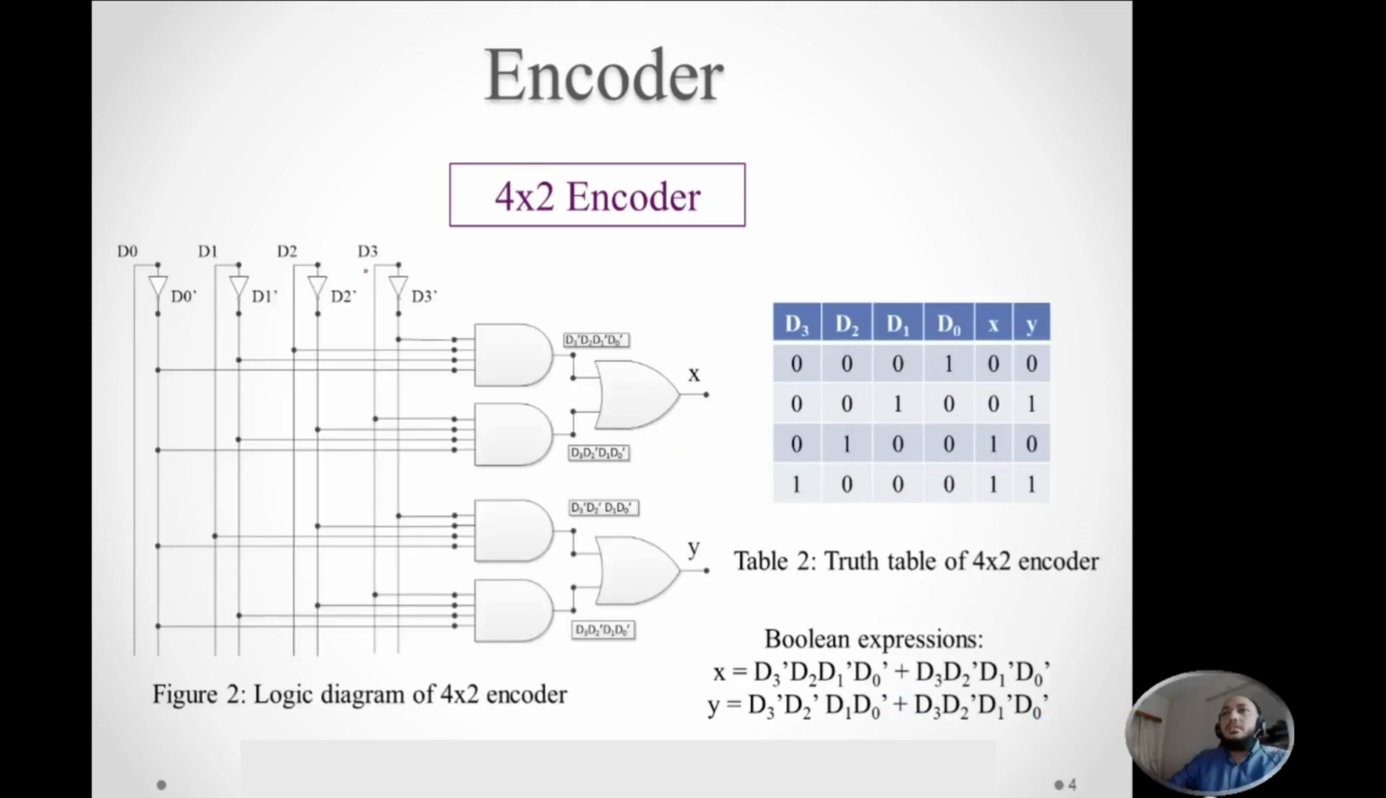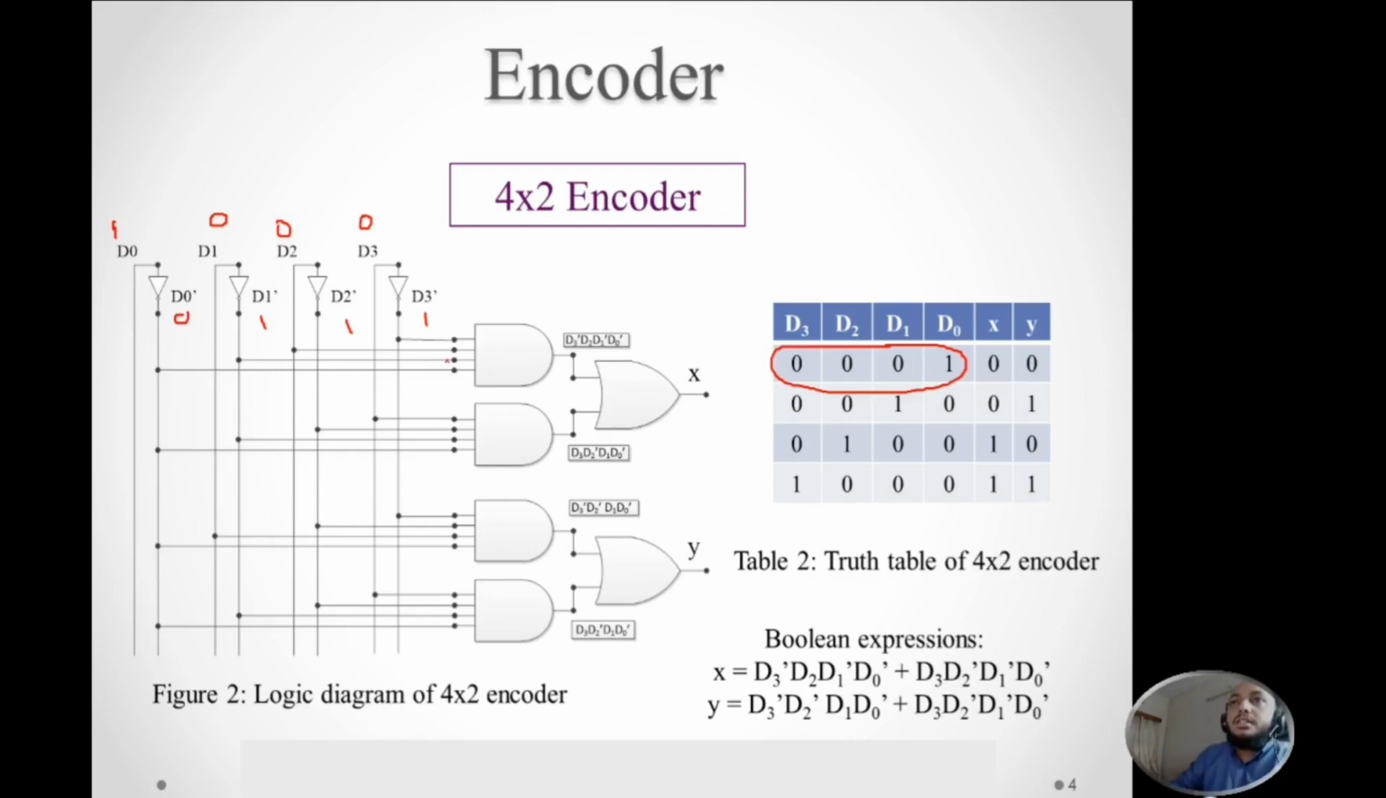Okay, now let's see how we can design the 4:2 encoder. That means how we can draw the logic diagram of the 4:2 encoder. These are the things I copied from the previous slide. Consider this case. Then we get d3 0 and d3 prime will be 1, d2 0, d2 prime will be 1, d1 0, d1 prime 1, so d0 is 1 and d0 prime is 0 here.